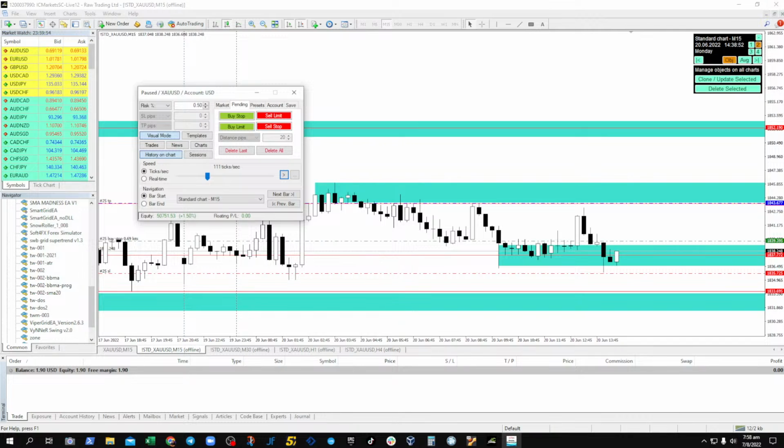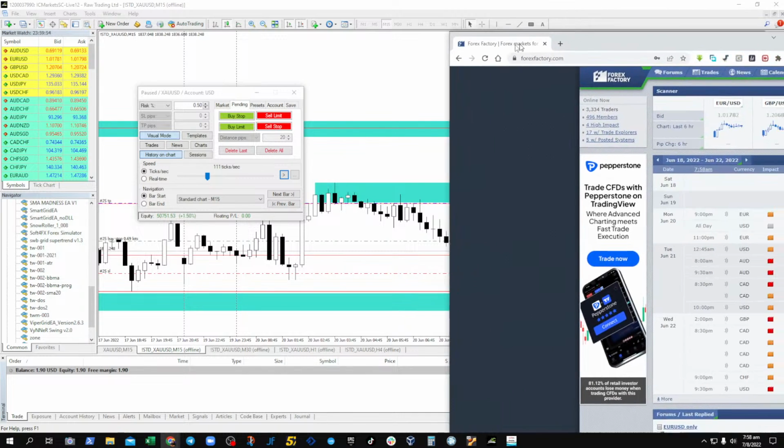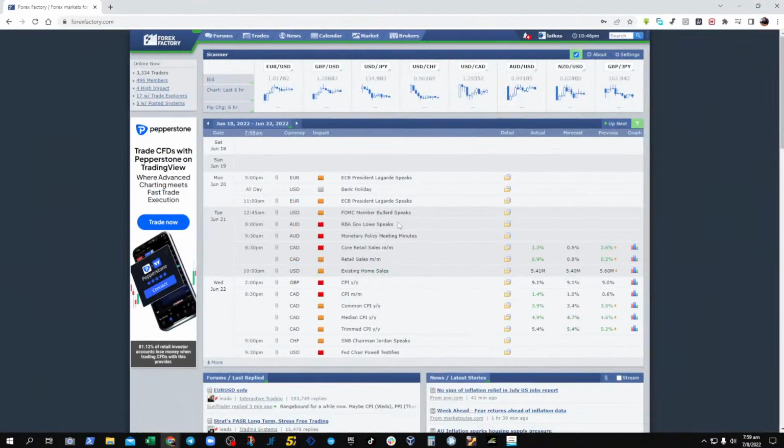Let's look at the Forex Factory calendar. What is the news? So Monday, June 18th. There is no significant USD news. Basically, it's a bank holiday. That's why price is just going sideways.